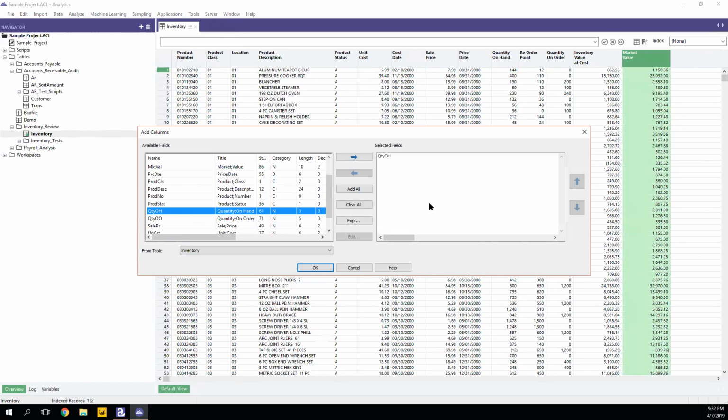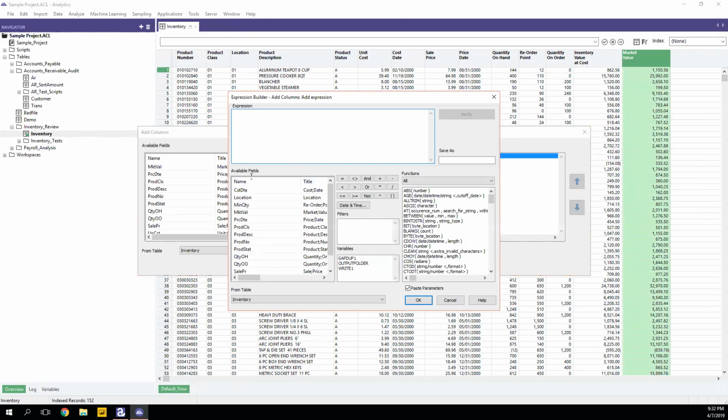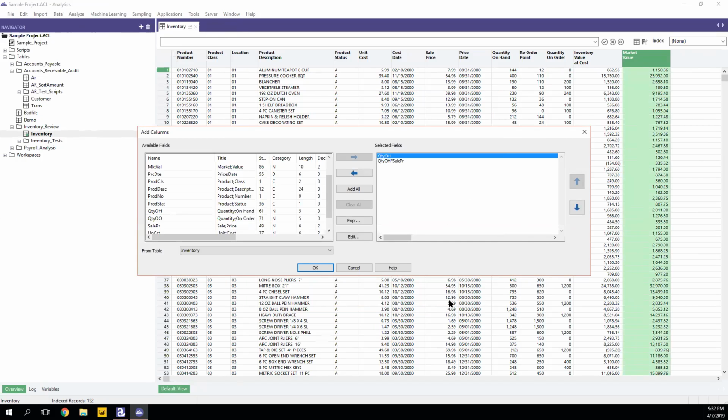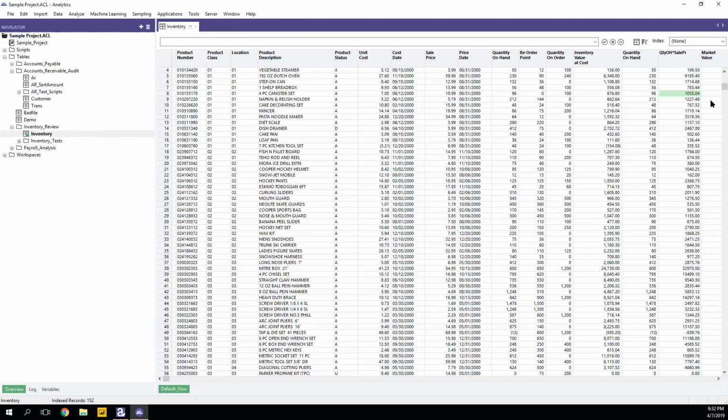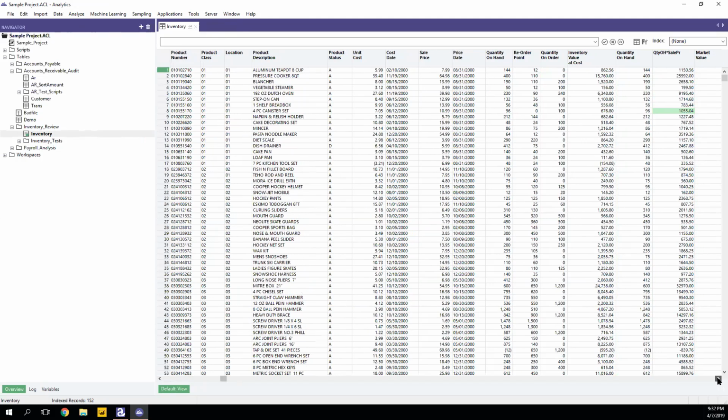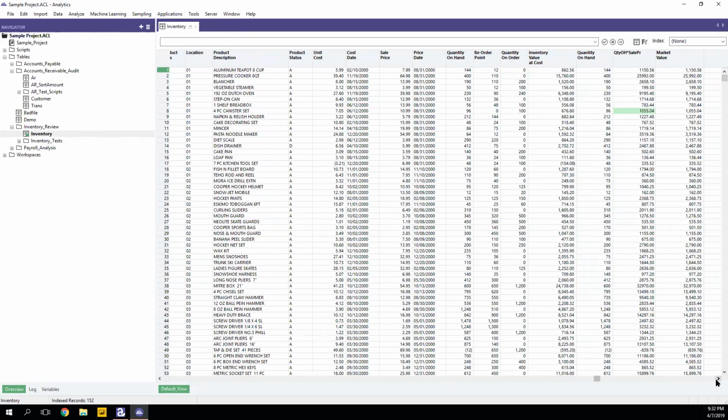So quantity on hand, and, hang on, is that what I want? Expression. Quantity on hand, multiply it by sale price. Okay. So if my theory is correct, quantity on hand times sale price gives me market value. So that's what that's given to me.